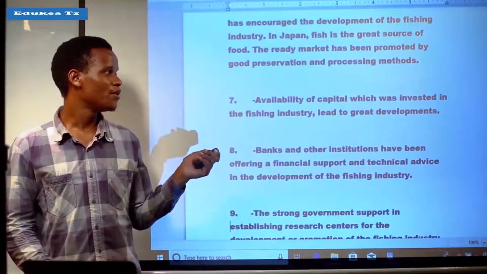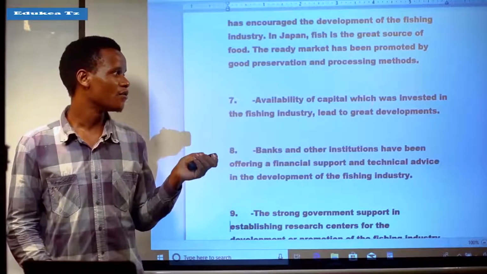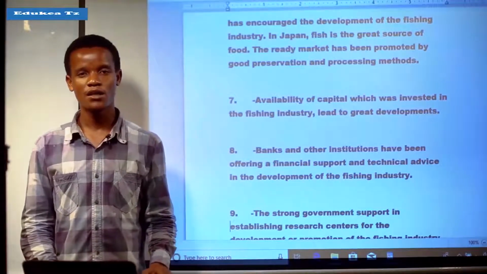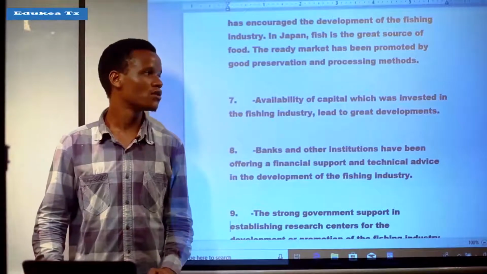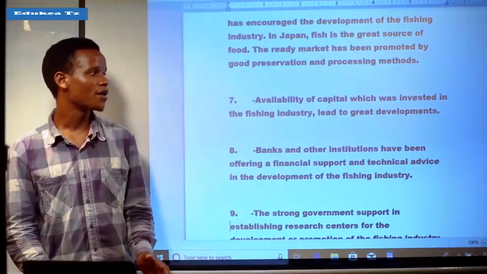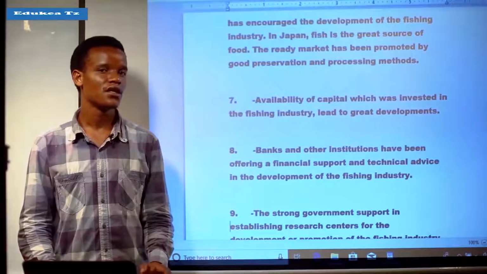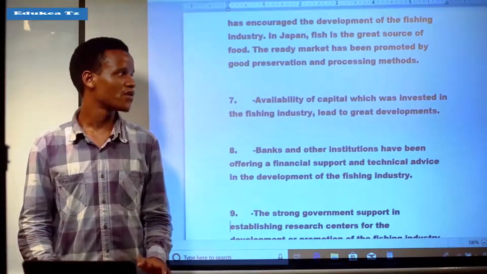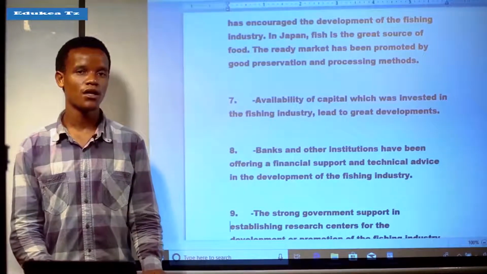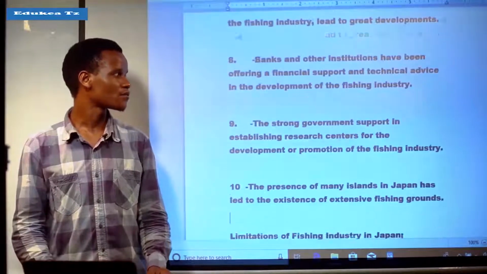Also, the availability of capital which has been invested in the fishing industry led to great development, as we see that capital is everything for running any kind of economic sector. So the fishing sector in Japan developed since there is availability of enough capital, which stimulated the use of different advanced facilities. They get those advanced facilities used in fishing through the availability of capital. So capital contributed much to the development of the fishing industry in Japan.